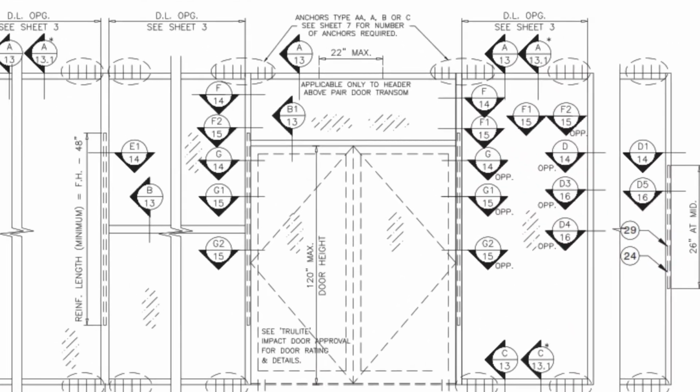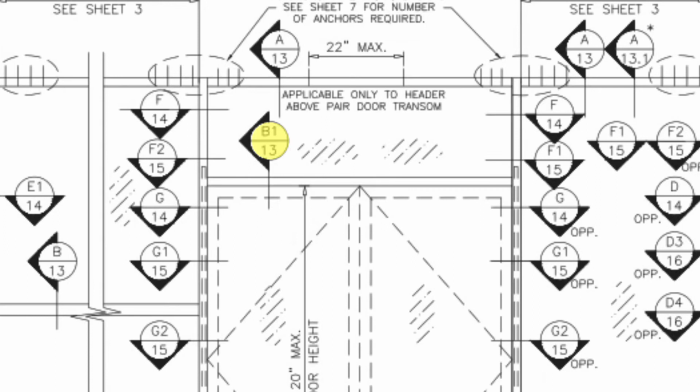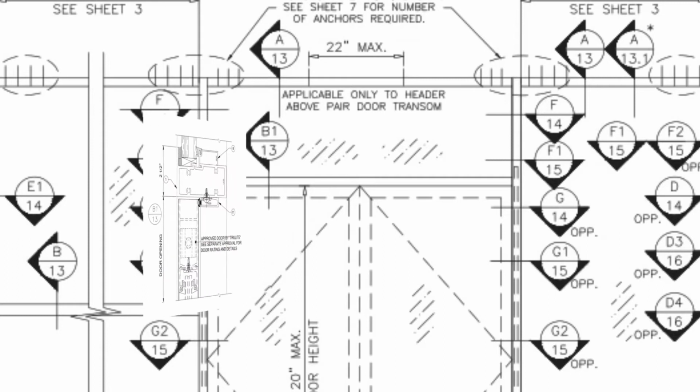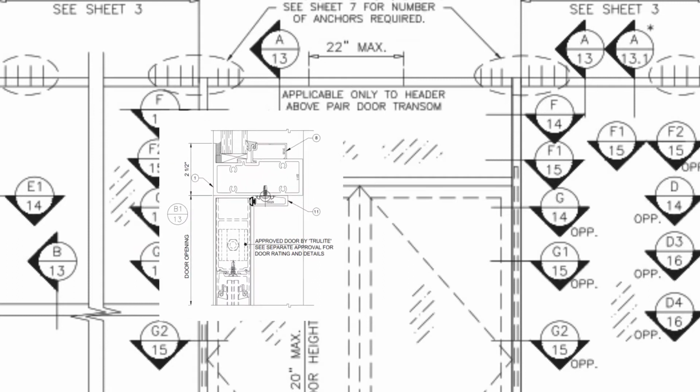So right on top of the doors, we have B1 on the top of the circle and 13 in the bottom of the circle. B1 is going to be the drawing, the detail number, and 13 is going to be our sheet 13. And what we're going to see, where that black line extends, is a drawing of that part of the system, and it's going to show us the top of a door and the metal frame member that goes on top of that door.